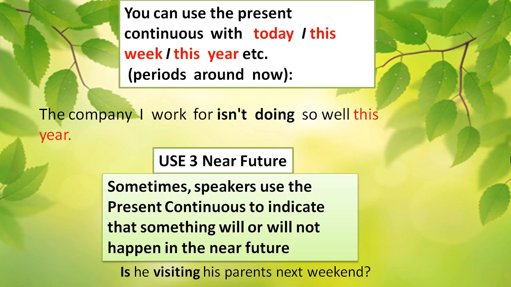Sometimes speakers use the present continuous to indicate that something will or will not happen in the near future. Like, are you going with me tomorrow evening to the movies? Tomorrow actually is a future. And you're asking your friend to go with you to make something happen tomorrow. It could happen. It also could not happen. If your friend says, yes, I'm going with you tomorrow, that means that he's going to make this happen. But if he says, I'm not going with you tomorrow, it will not happen because he's not going with you tomorrow. Is he visiting his parents next weekend? Yes, he is. No, he isn't.